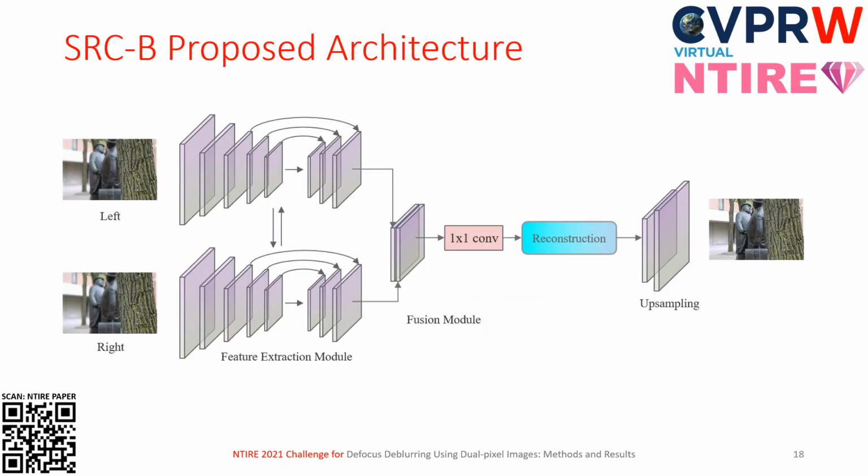Here is a quick overview of the architecture proposed by the SRCB team. So mainly their proposed network has 3 main modules: feature extraction, fusion module, reconstruction unit, and an upsampling net at the end. Further details of this method and other proposed methods can be found in our NTIRE workshop paper, so scan the QR code to reach the paper.